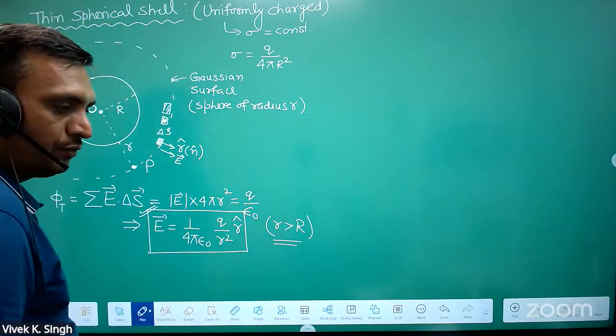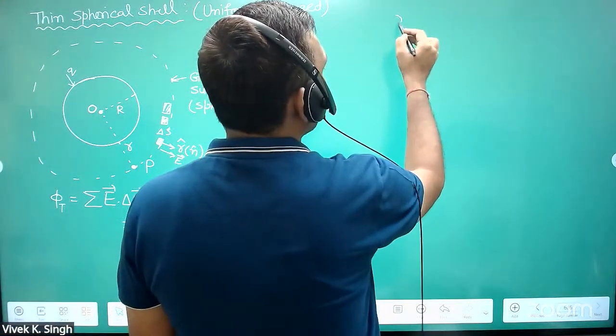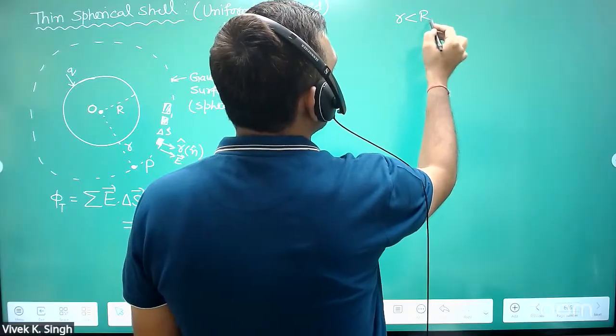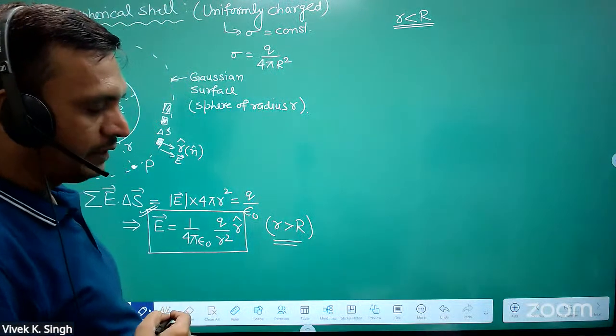Now we have to see the field inside the shell, r less than R. What will be the field inside the shell?